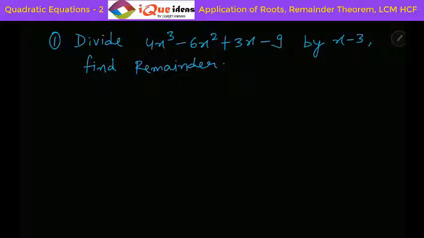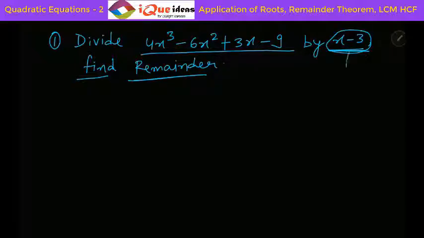Now let's take up a couple of more questions on finding remainder. Let's look at this question. It says, divide this expression 4x cubed minus 6x squared plus 3x minus 9 by x minus 3 and find the remainder. The only condition that we need to check is whether the divisor is of 1 degree or not. As you can see, x minus 3 is 1 degree. The dividend, the thing which is going to be divided, can be of any degree. But the divisor has to be 1 degree.